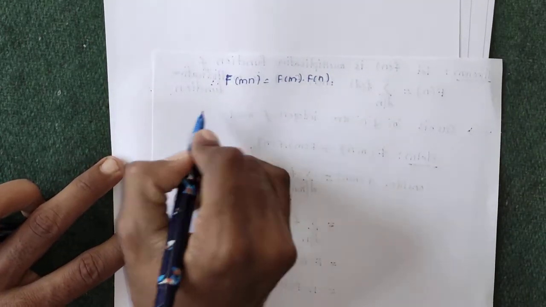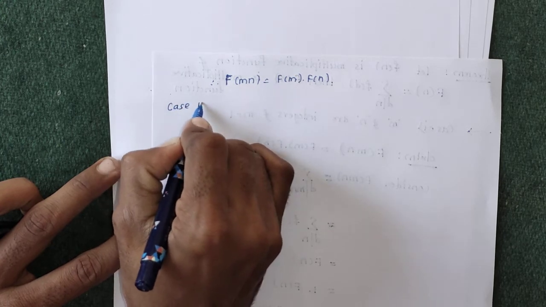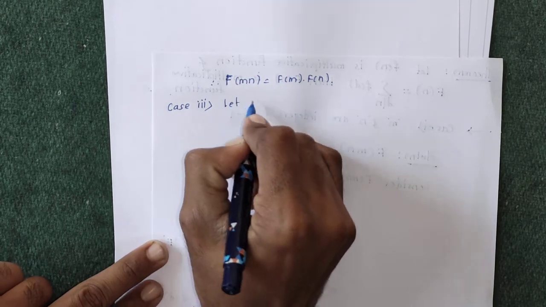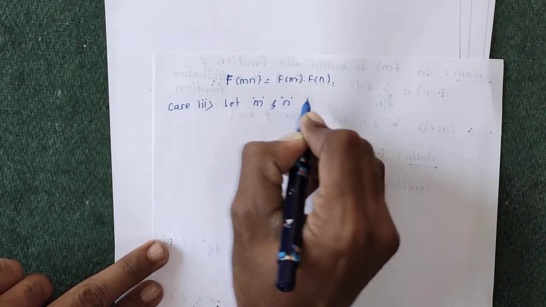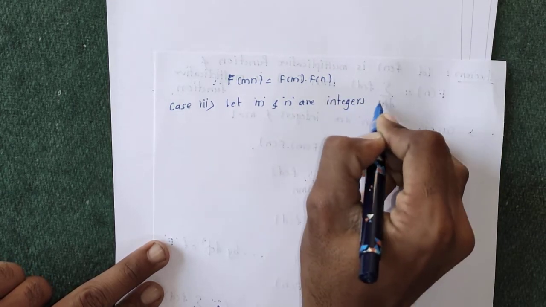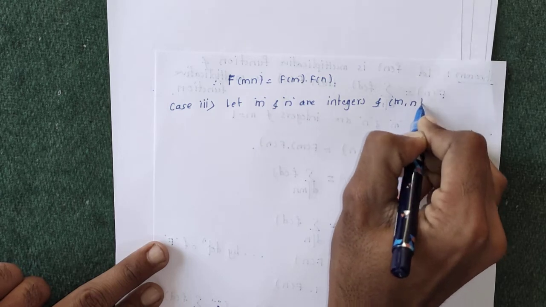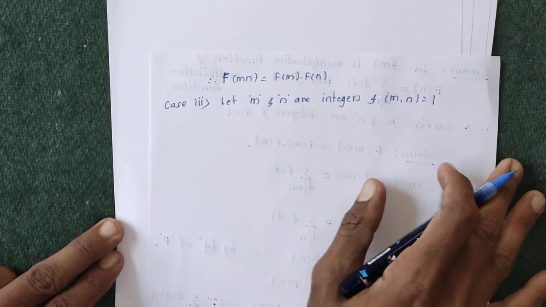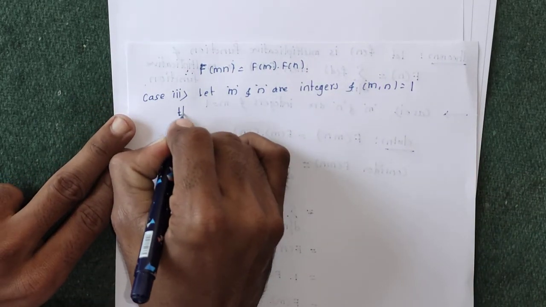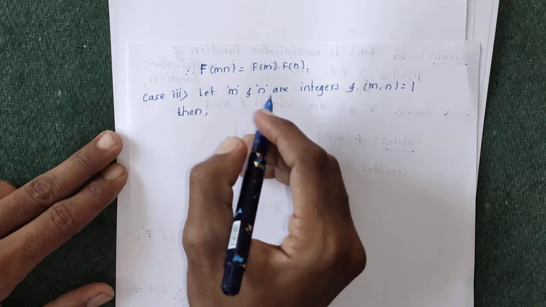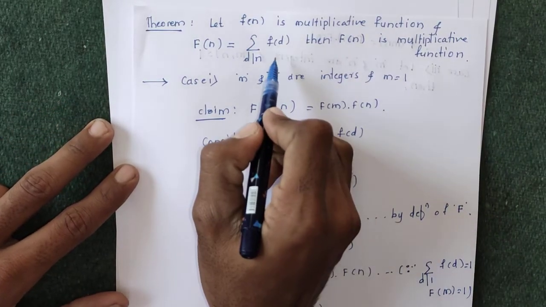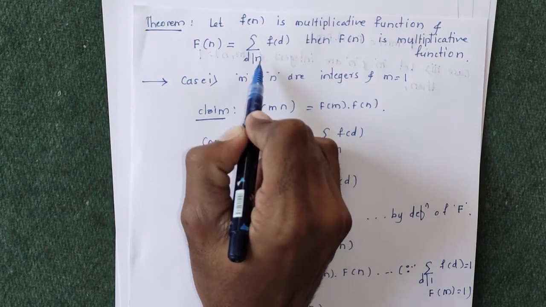Now the third case. The third case is: let m and n be integers and GCD of m and n is equal to 1. Then our capital F of n is defined as the summation of f of d, where d is a divisor of n.